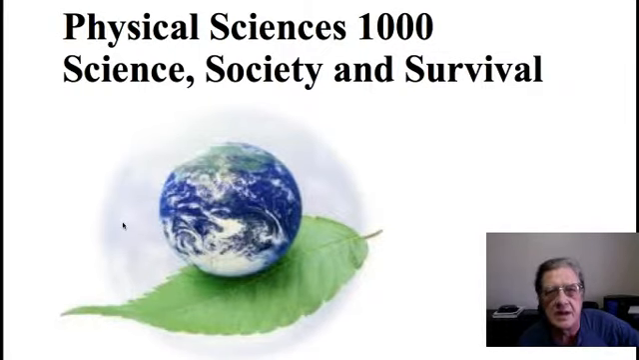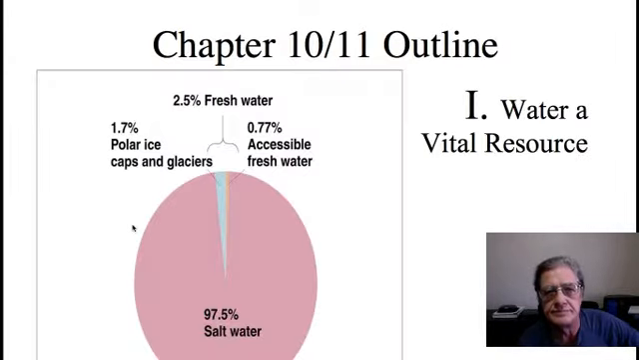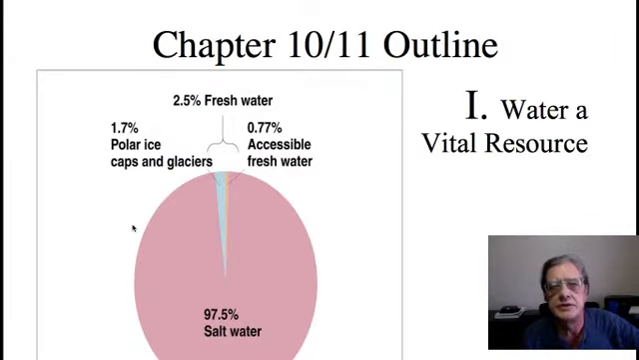Good evening. In chapters 10 and 11, we're going to finish up our study of ecosystems by looking at how ecosystems recycle two very important components for the maintenance of the ecosystem, specifically water and soil. We'll begin our discussion by looking at the issue of water.